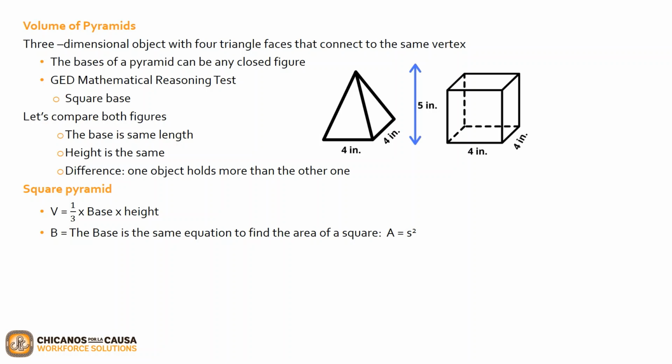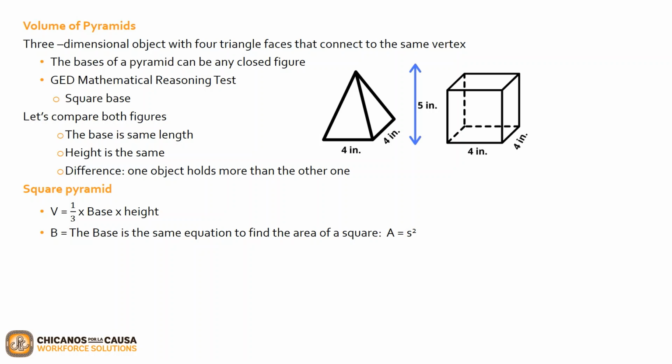Now let's learn about finding volumes for a 3-dimensional object with 4 triangle faces that connect to the same vertex, or in other words, the pyramid. The base of a pyramid can be any closed figure. For the GED mathematical reasoning test, you will only have square bases. As you can see in the following diagrams, we have a rectangular prism and we have a pyramid. They both have identical square bases and the same height.